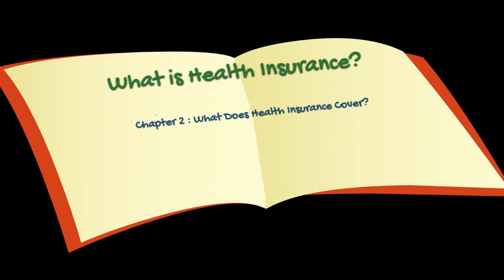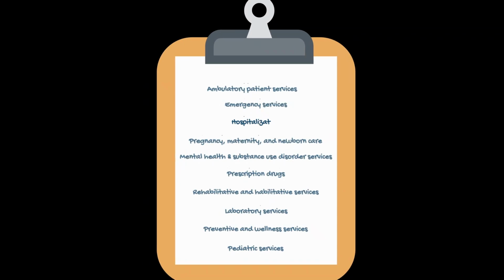Chapter 2, What does health insurance cover? Health insurance plans can cover a wide range of medical care and services. However, there are a set of 10 categories that all insurance plans must cover under the Affordable Care Act. They include doctor services, inpatient, outpatient hospital care, prescription drug coverage, pregnancy, childbirth, mental health services, and more.